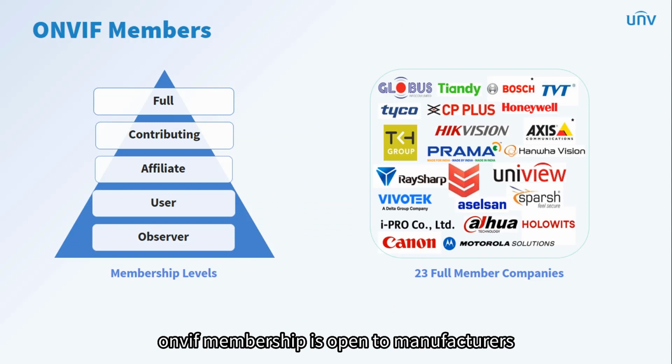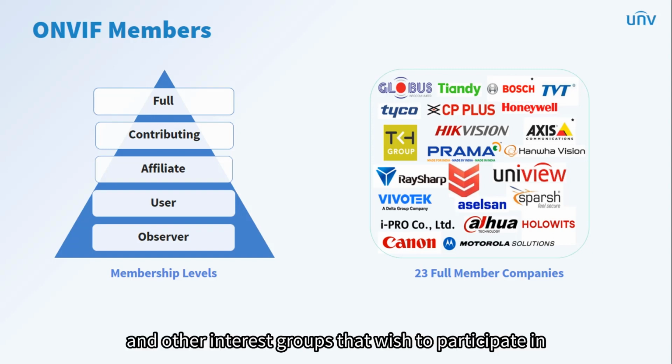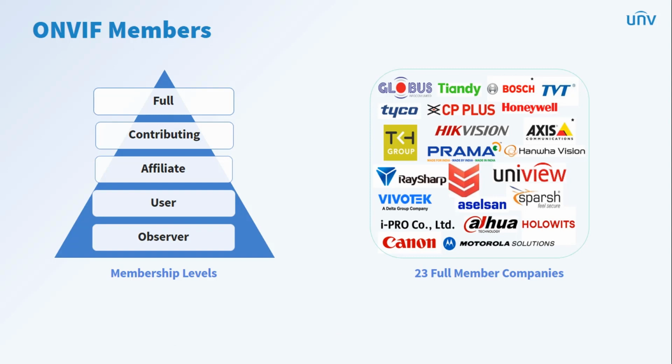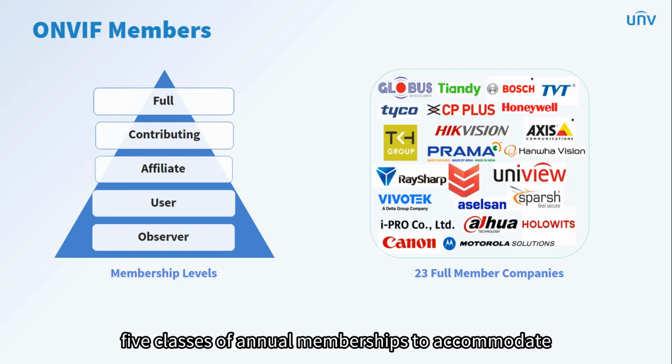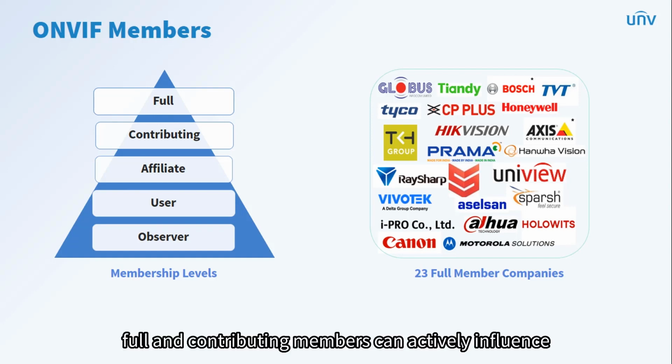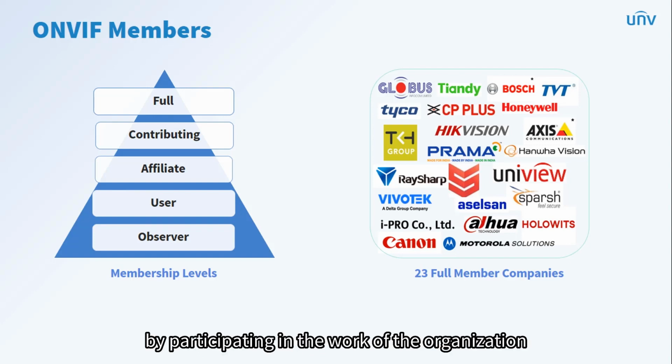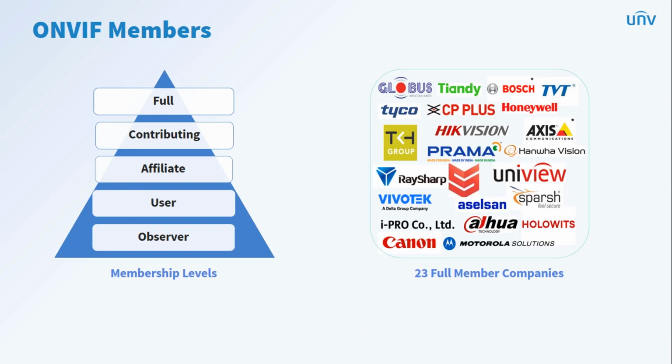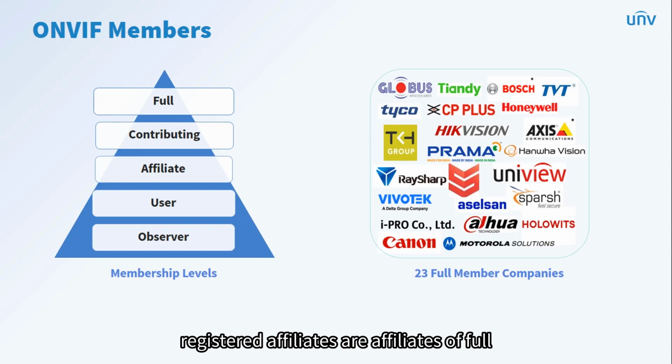ONVIF membership is open to manufacturers, software developers, consultants, system integrators, end users, and other interest groups that wish to participate in ONVIF activities. ONVIF offers 5 classes of annual memberships to accommodate different levels of participation: full, contributing, registered affiliate, user, and observer. Full and contributing members can actively influence the development of the standard by participating in the work of the organization. Registered affiliates are affiliates of full and contributing members and share many of the same privileges of their parent company's membership.